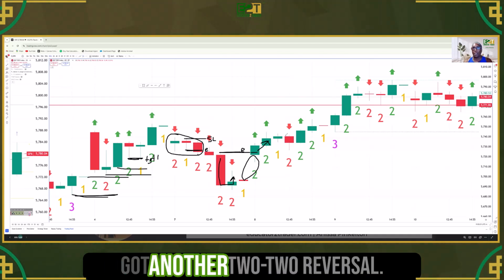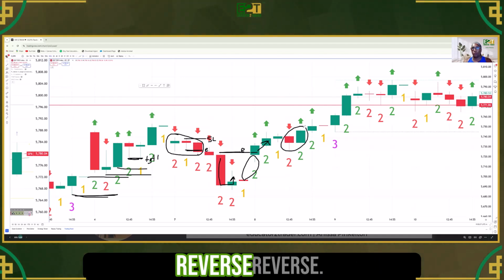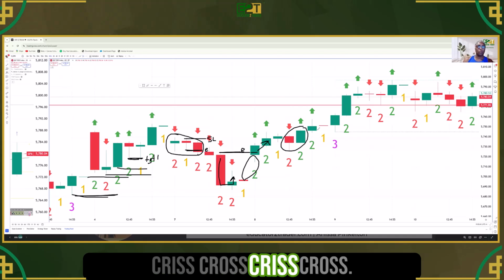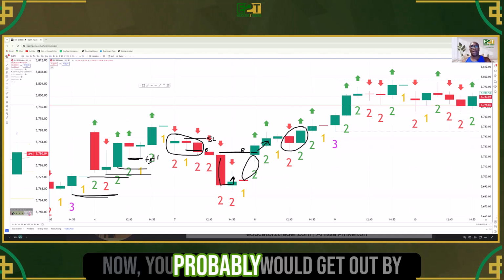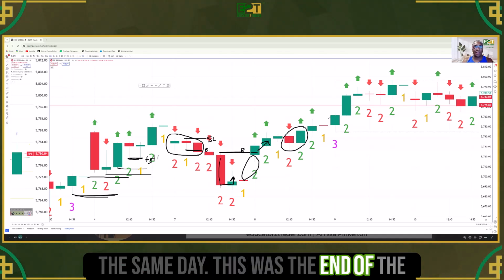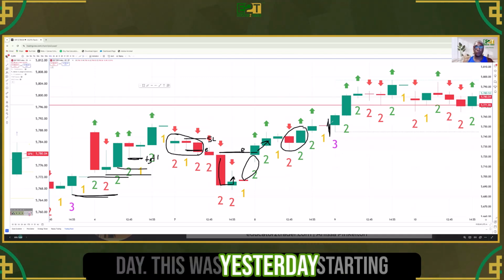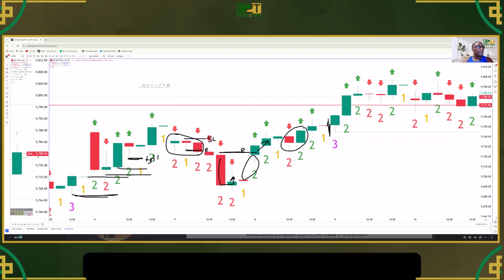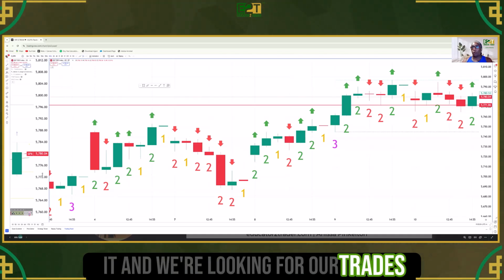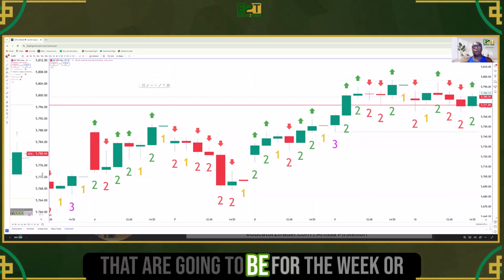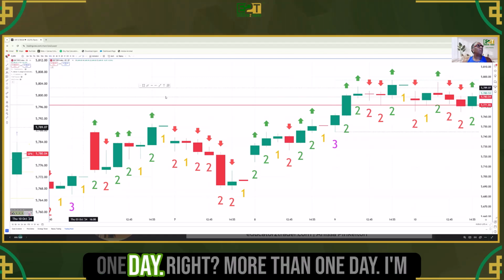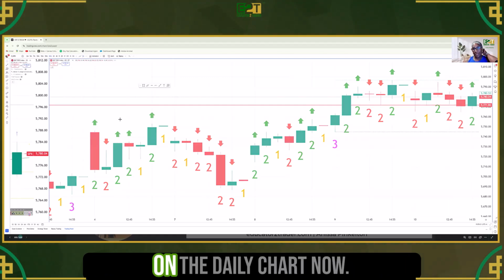2-1-2. Then you got another 2-2 reversal. Reverse. Crisscross. Now, you probably would get out by now because this was all the same day. This was the end of the day. This was yesterday starting right here. But let's say we're looking for trades that are going to be for the week or for a swing, like over more than one day, right? More than one day. I'm on the daily chart now.